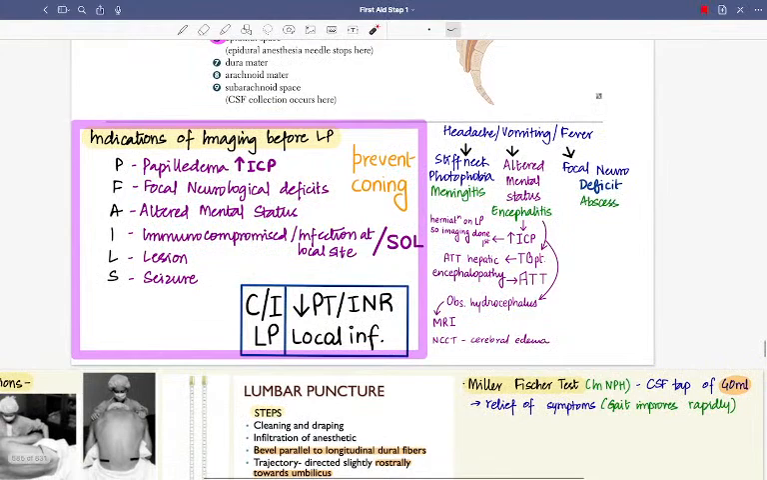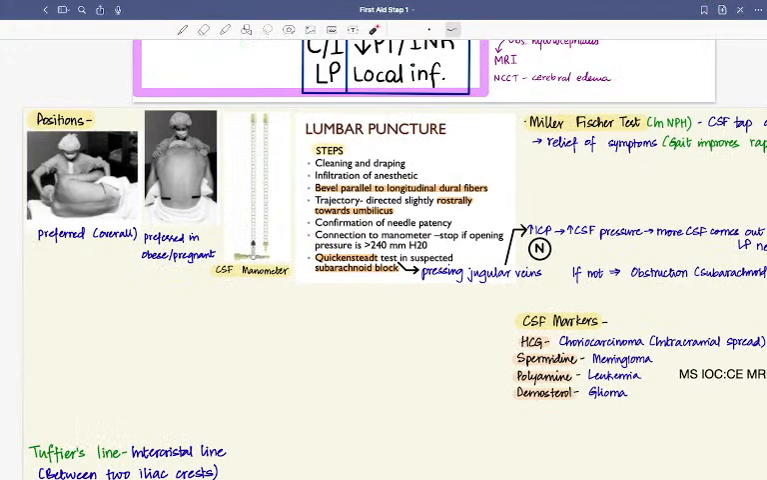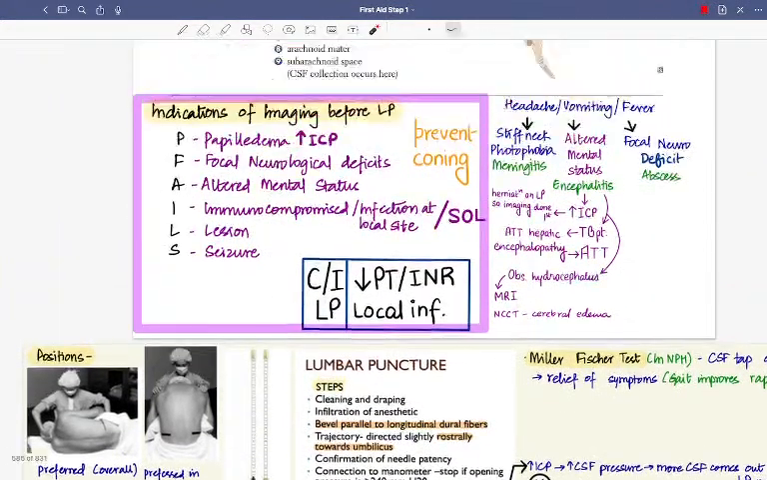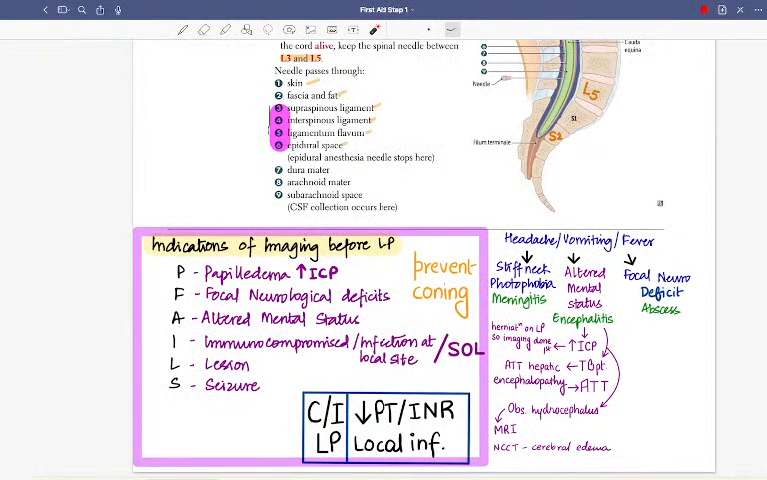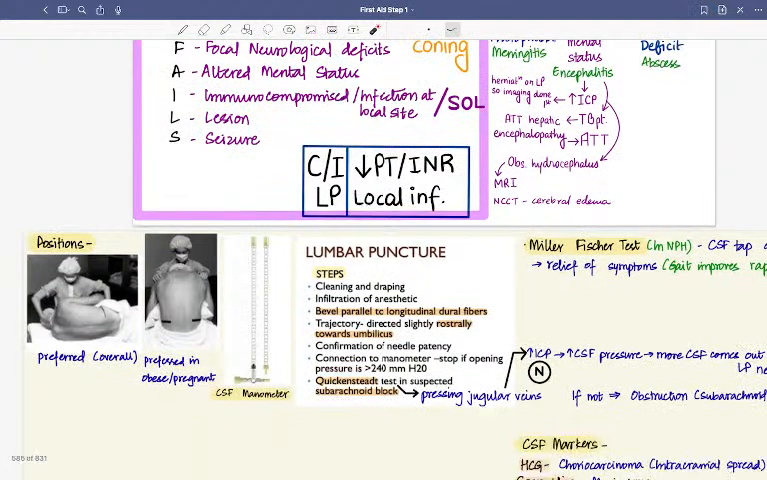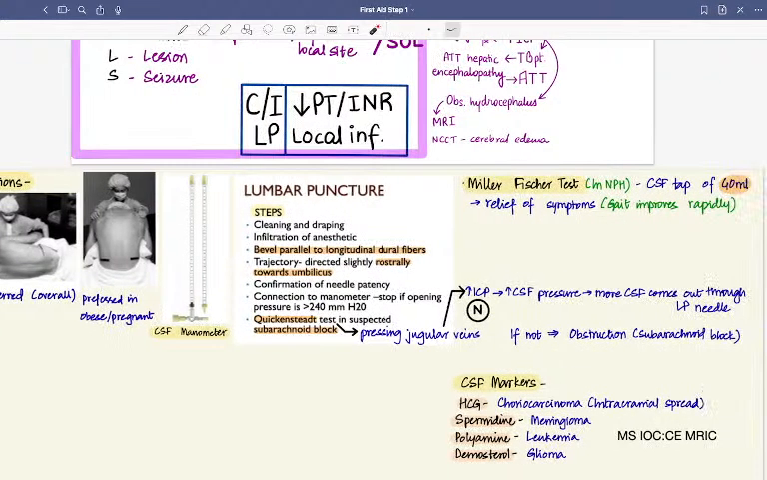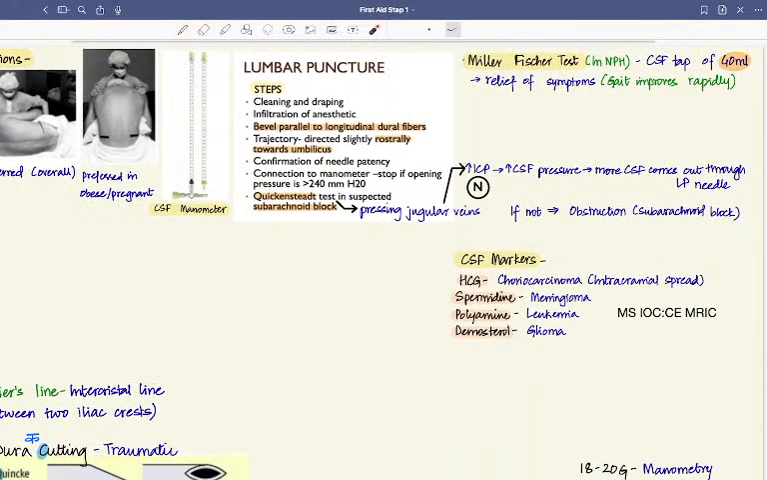Next, let's see the steps of lumbar puncture. So we saw the layers: supraspinous, interspinous, and ligamentum flavum. Then L1, L2, S2. S2 was subarachnoid space ending, L2 was spinal cord ending. L1, L2, and L3, L4, and then finally L5, S1 was infants. Next, positions: preferred overall, obviously, is left lateral.